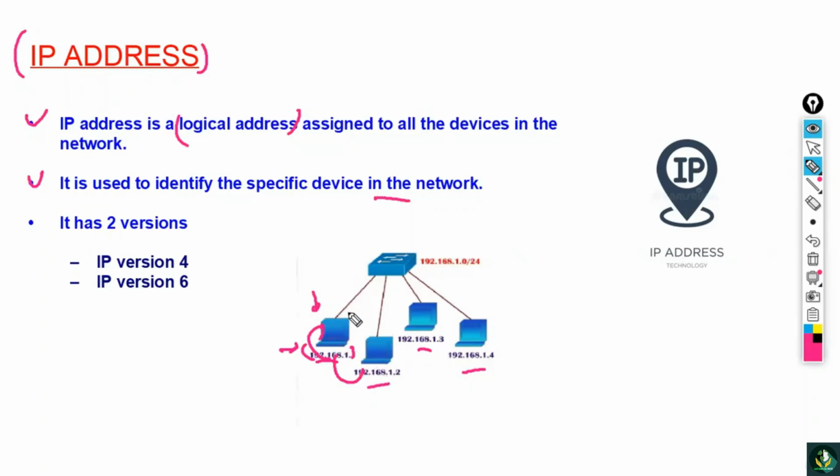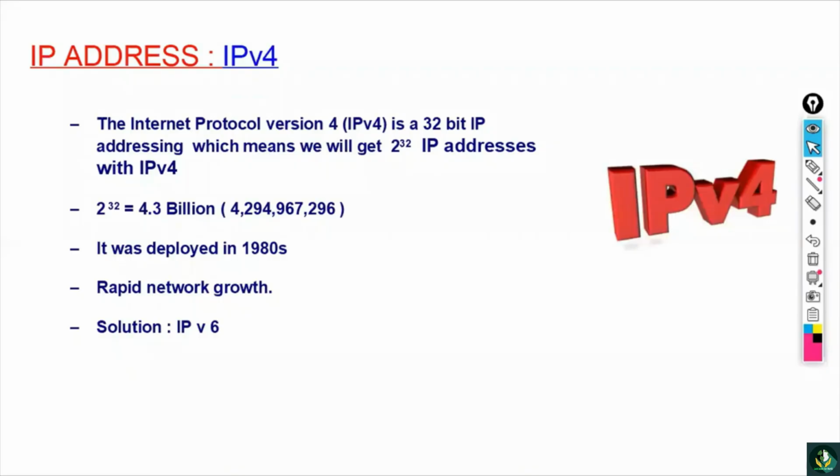It is like the mobile number. Mobile phones should have the mobile number for communication. The same way, computers should have the IP address for communication. And it has 2 versions, IP version 4 and IP version 6.